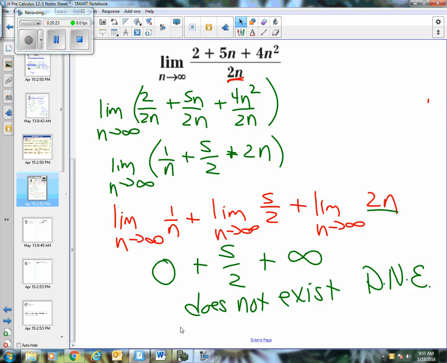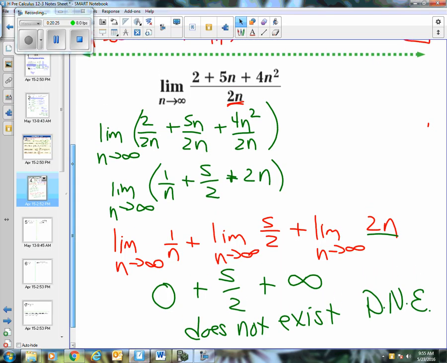How can I tell it from the original equation? Well, look at your highest degree terms. I have a 4n squared in the top, and I've got 2n in the bottom. The degree is bigger on the top than it is in the bottom. Whenever that happens, that's going to be growth. That's really like a degree 1. That's a 2n. So when I look at what that's doing, what happens to 2n, it's going to grow. It's not going to have a limit.